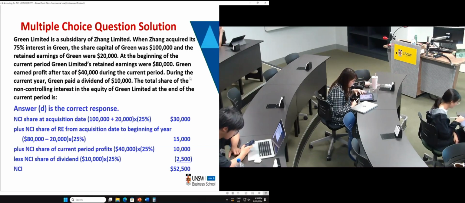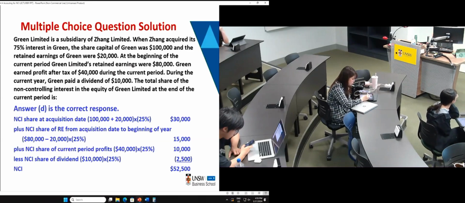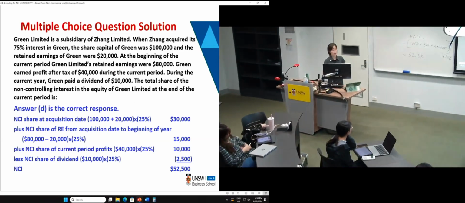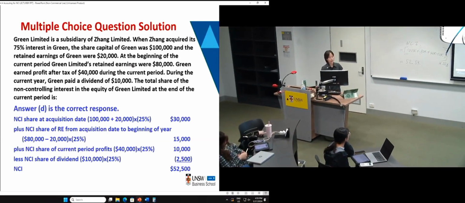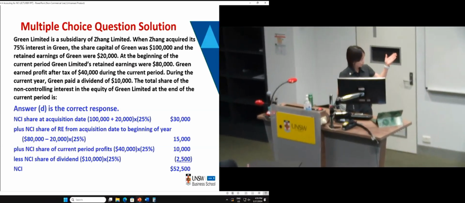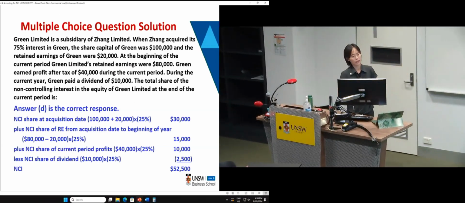So you don't have to apply all the 3 steps, as long as you understand. NCI receives a share of both pre and post equity balance of the subsidiary. So in order to find out NCI's share of the equity balance in the subsidiary, we just need to find the subsidiary's equity balance at the reporting date, that is share capital plus retained earnings. And then we allocate that proportionally, so here based on 25% to NCI. That's it.